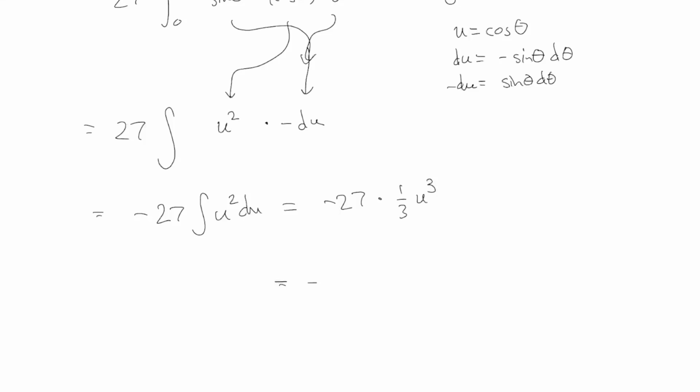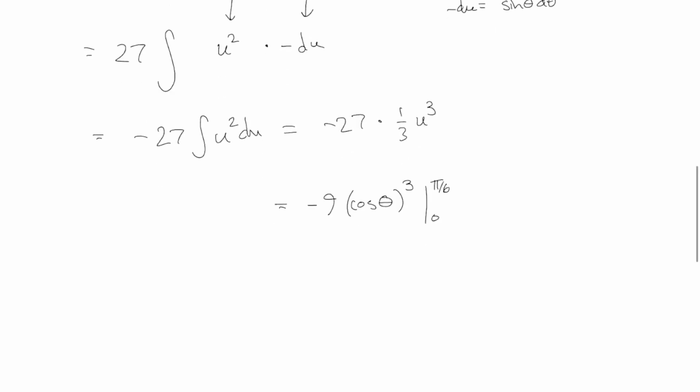27 times 1/3 is 9, right? So this is negative 9 cosine theta cubed. I'm plugging back in for the u. And now we can plug in our 2 values. Our theta values were 0 and pi over 6. So I got minus 9 and then cosine pi over 6 cubed minus 9 cosine 0 cubed. This is the answer basically, although let's just simplify all the way if we can.